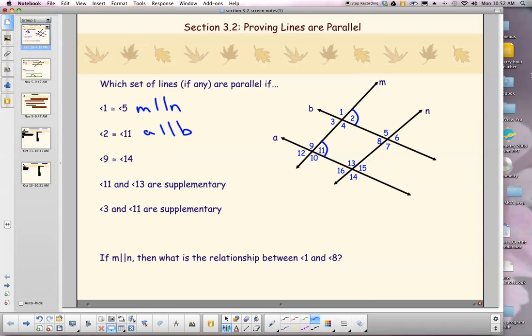9 and 14. 9 and 14 are here and here. They are both sitting on line A, so A is the transversal. They are alternate exterior angles, so in order for them to be congruent, M and N would have to be parallel.